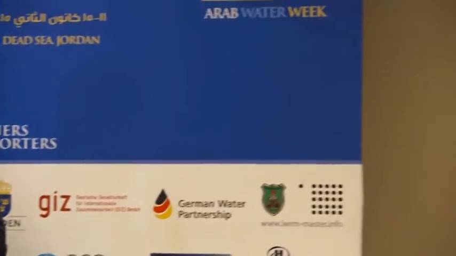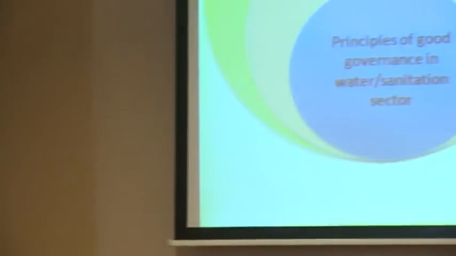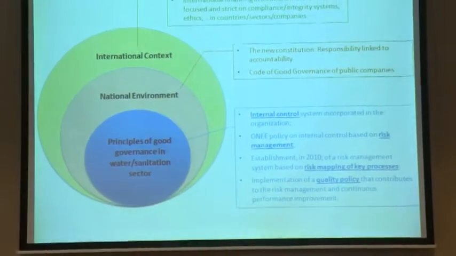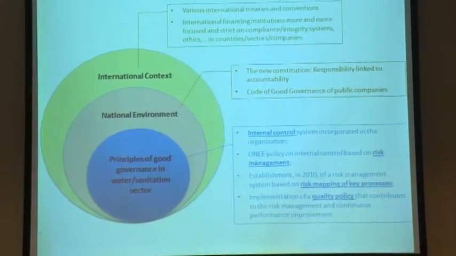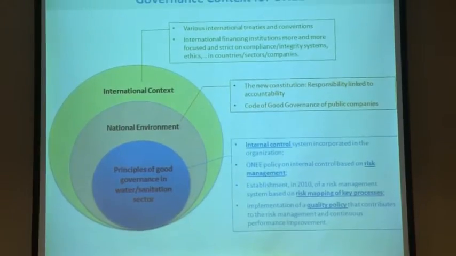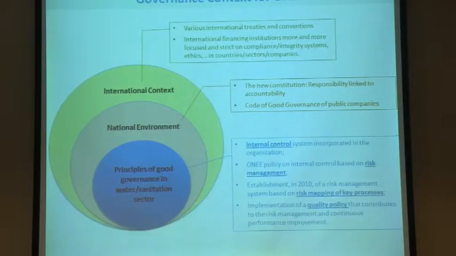For the 3rd level, that concerns the water sector and sanitation, in ONE, for a couple of years, we set up a strategy that should promote governance, and this strategy comprises many things. For example, the reinforcement of internal control and the adoption of a strategy based on risk mapping, and also a quality policy.